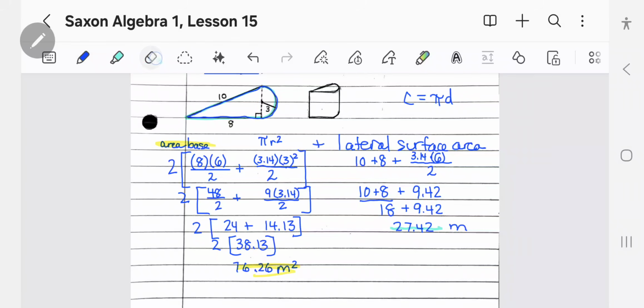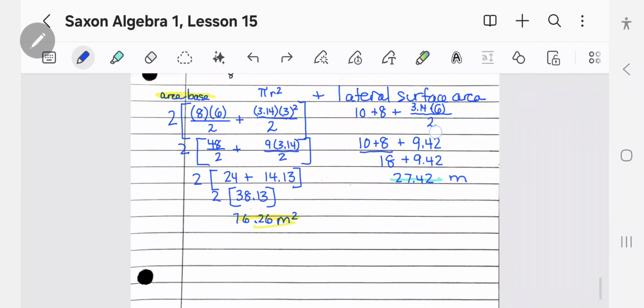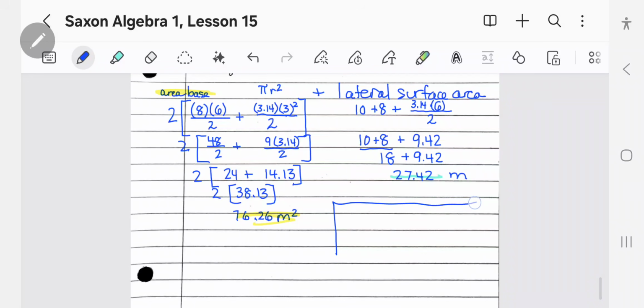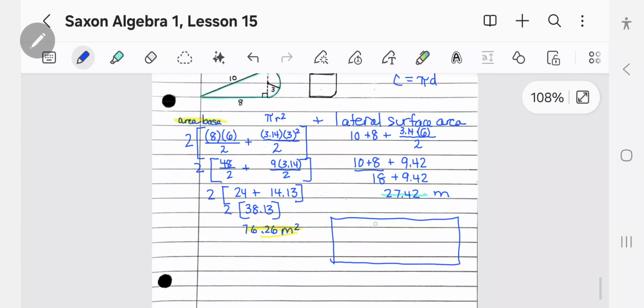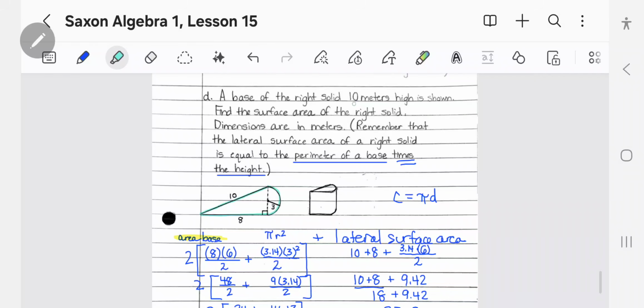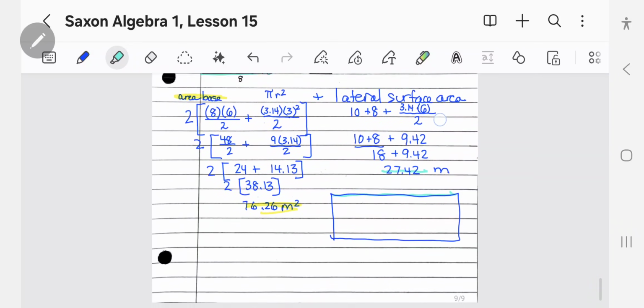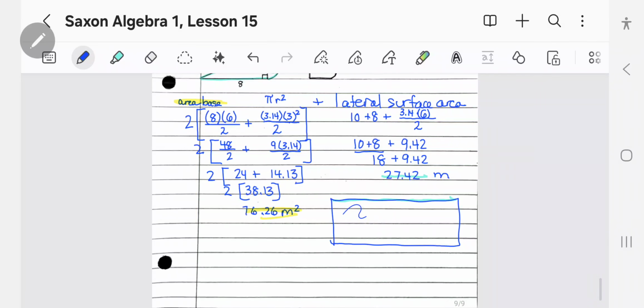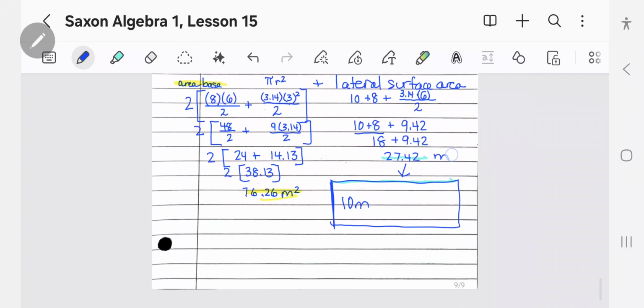Now remember that what we're doing is, if we unwrapped that, that would be this really long rectangle. And the top of this rectangle would line up with what I just highlighted there. Okay? Well, how tall is this thing? Well, it tells us that it is 10 meters high. So that means that this distance here is 10 meters. And this distance here is that 27.42.